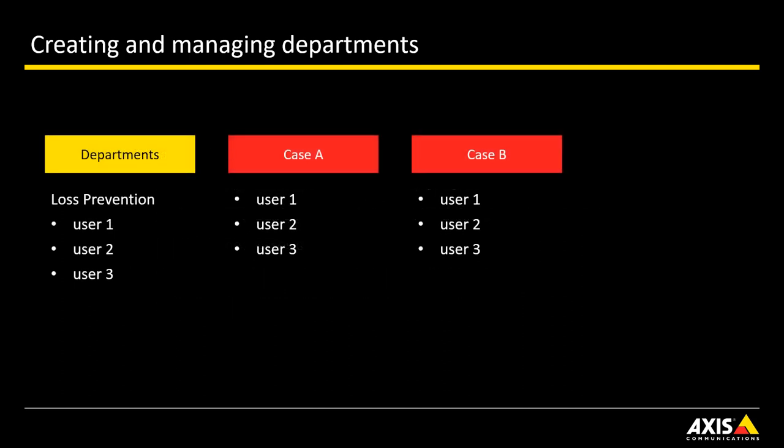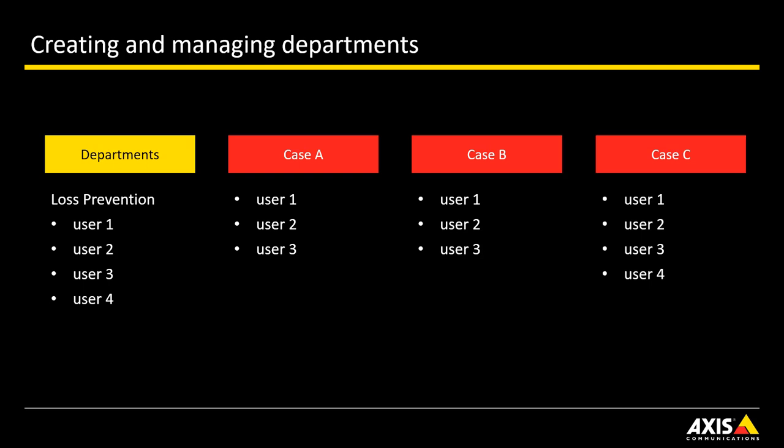For example, let's say we have a loss prevention department configured and assigned to case A and case B. If we assign a new user to the loss prevention department, we will not see this user in the list of users for case A and case B. If we create a new case, case C, and assign the loss prevention department to it, we'll see the new user included as part of the users and groups in that department.